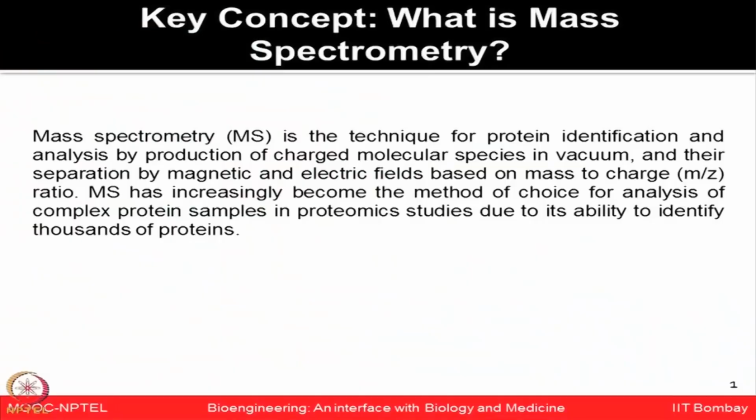So, what is mass spectrometry? It is a technique for protein identification and analysis by producing charged molecular species in vacuum and then separating them by magnetic and electric fields based on the mass to charge ratio. This technology has become increasingly used in the proteomics field and is now the method of choice for analyzing complex protein samples for proteomics studies.